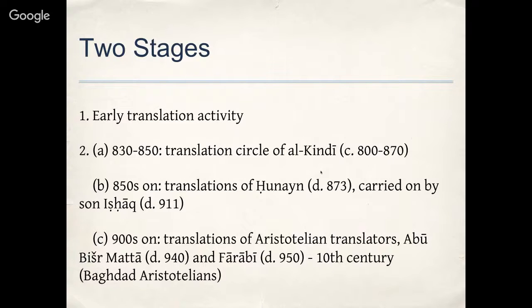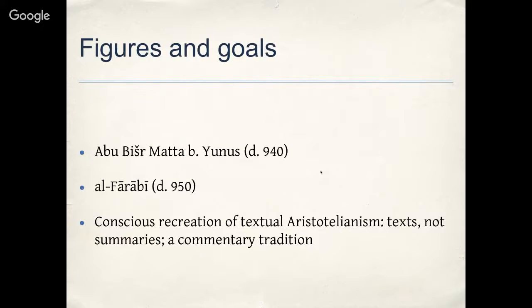So in a sense, these phases are characterized by different needs and different demands for different kinds of texts. In the Kindi circle, for the most part, texts related to the Neoplatonic tradition. In the Hunayn circle, for the most part, scientific and medical texts. In the Baghdadi Aristotelian circle, for the most part, Aristotelian texts by Aristotle himself. So again, the two main figures are Abu Bishr Matta and al-Farabi for our purposes today.